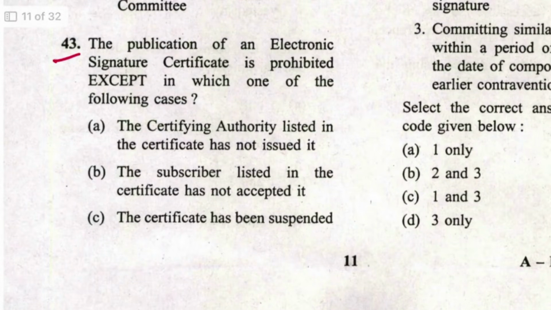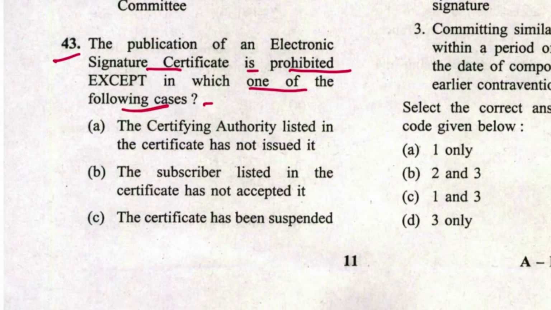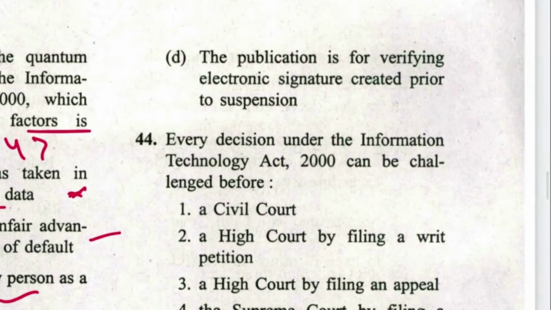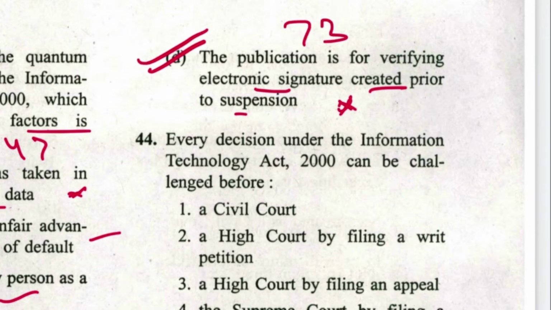Next, 43. The publication of an electronic signature certificate is prohibited except in which one of the following cases: where the certifying authority listed in the certificate has not issued it, it is prohibited. Subscriber listed in the certificate has not accepted it, yes. It has been suspended, yes. And the publication is for verifying an electronic signature created prior to suspension, it is not prohibited. D is the answer. And this is section 73 of IT Act.